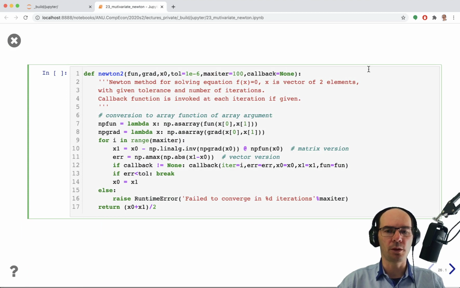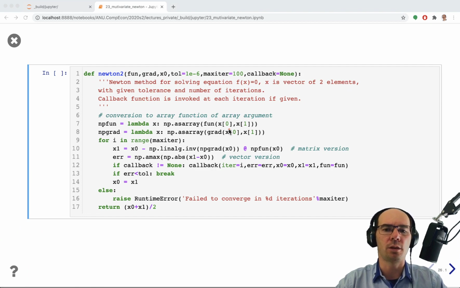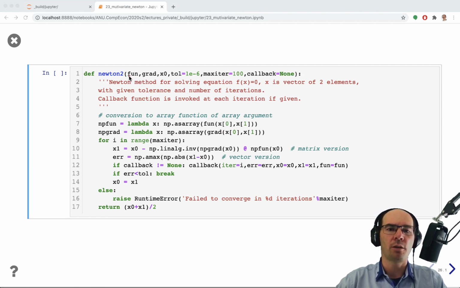Okay, we need to modify our Newton method code slightly. The arguments are all the same, but here are two additional lines. When an x naught comes in, this is going to be a vector of some sort, probably a NumPy array. But the functions, as we define them, expect two different arguments, x and y. And so I'm going to unpack the array here and call the function with explicit first and second argument. Same thing for the gradient, first and second argument.